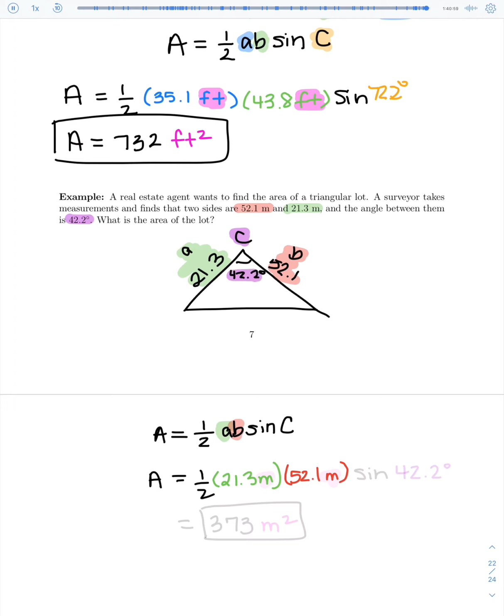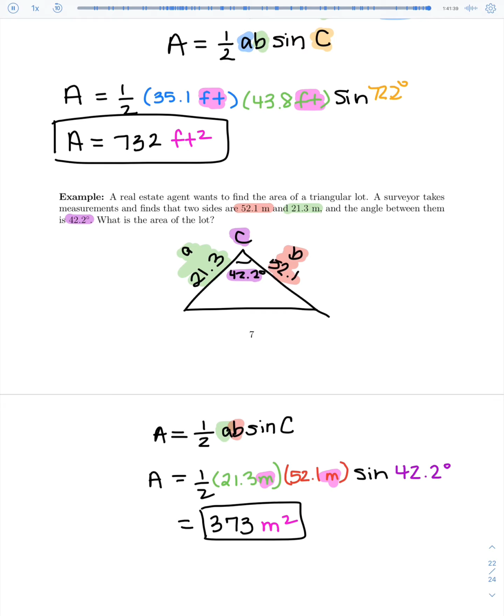So then we can do our sine of 42.2 degrees. And again, that means that we need to be in degree mode. Plugging this into our calculator, we've got 1/2 times 21.3 times 52.1 times your sine of 42.2, which rounding off gives us 373. And just like the last one, we have meters times meters, which means that our area will be in meters squared, and that is our final answer for our area.